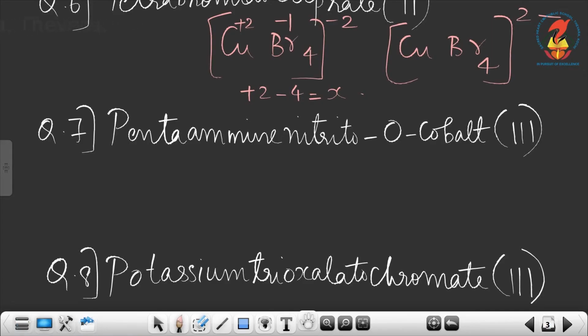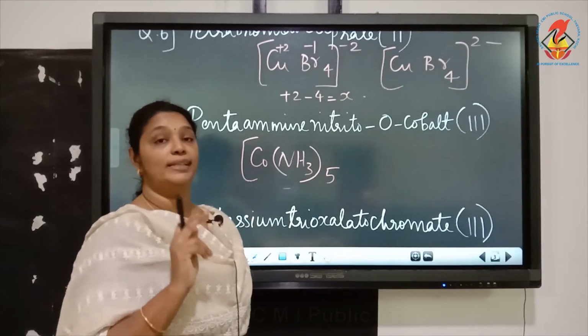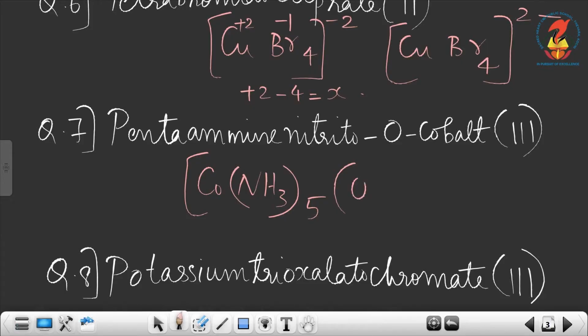Question number 7 is pentaamminenitrito-O cobalt(III). Here the central atom is cobalt, so we write Co. Pentaammine means NH3 five times. Nitrito-O, so here we know that the linkage is through oxygen. So how will you write it? It is written as ONO. Now no more ligands, so close the square bracket, and no counter ion is given.